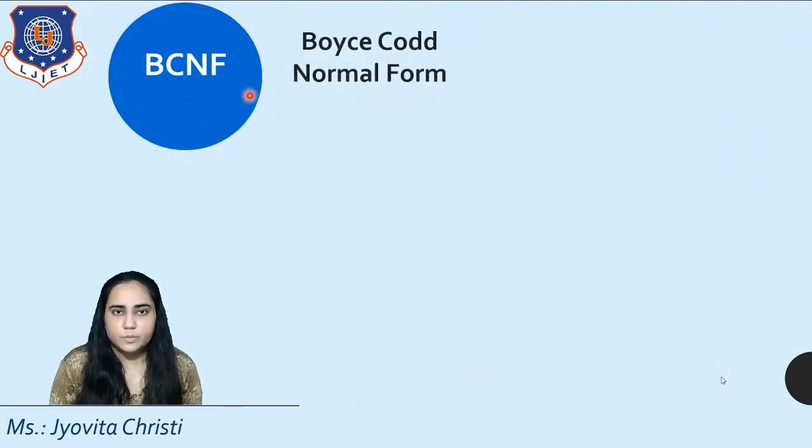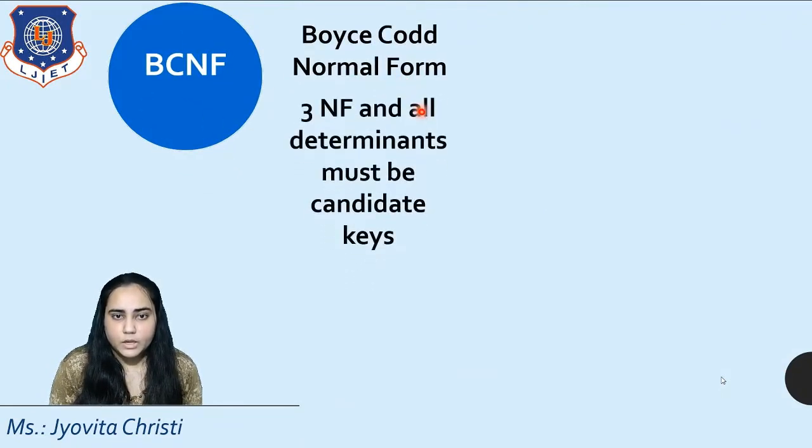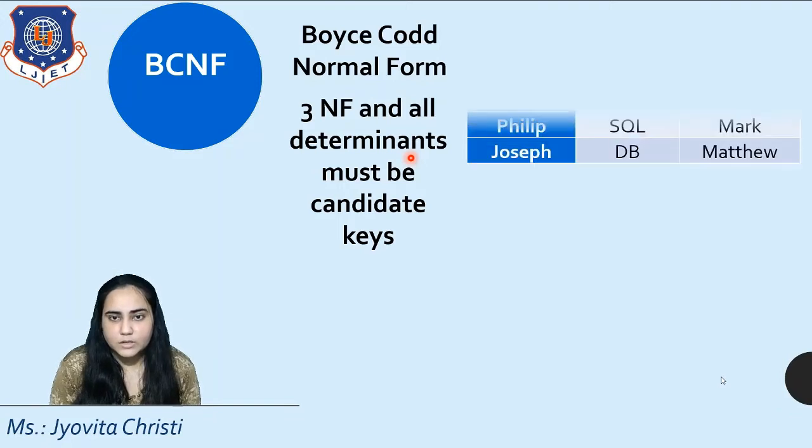BCNF stands for Boyce-Codd normal form, and the condition here is that the relation should be in 3NF and all determinants must be candidate keys. The determinants are the left side part of a functional dependency. So BCNF makes everything very tight, normalization wise, that all functional dependencies must have primary keys or candidate keys on the left hand side.